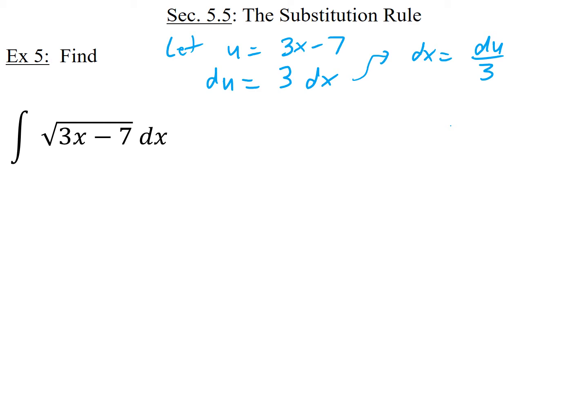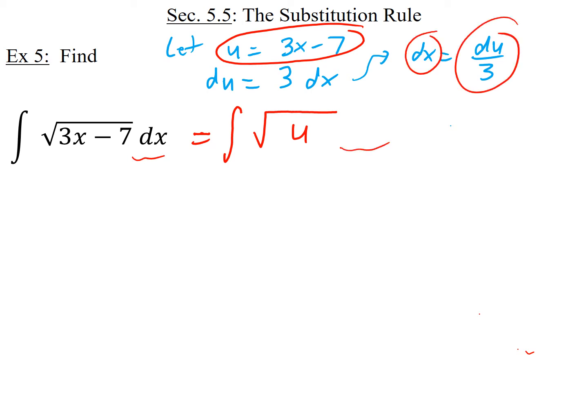So now that we know what u is, the idea is you want to change the integral from x's to u's. So I want my integral to have only u's in it, nothing else. And then I also want my new integral to be something I know how to integrate. Okay, so let's go ahead and do this. So now, instead of square root of 3x minus 7, it's square root of u, because u is 3x minus 7. And then instead of the dx, what are you going to put here? You're going to put du over 3 instead of dx.